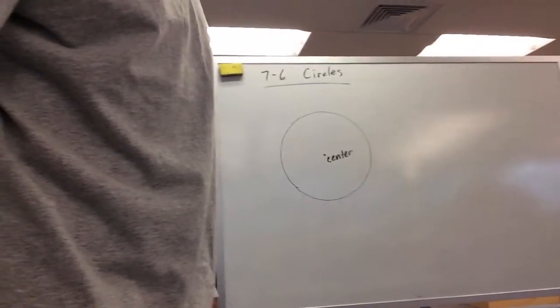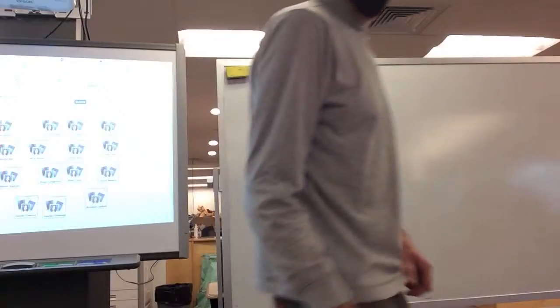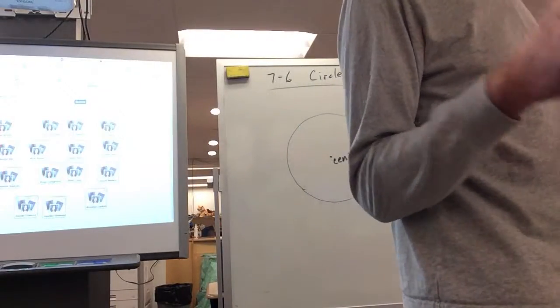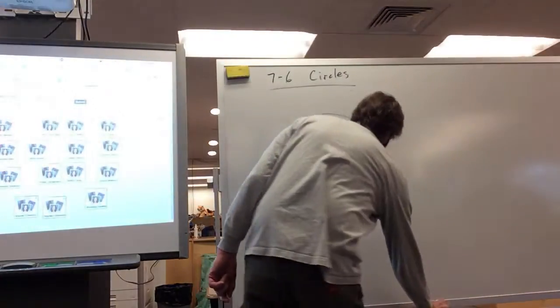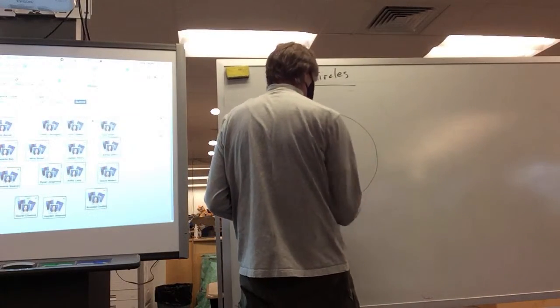Okay, so circle. The center of the circle is the center. And sometimes they'll give that a point. So you know what I'm going to do? I'm going to actually erase that. That's why we're working in pencil, right? And we're going to call it point O.